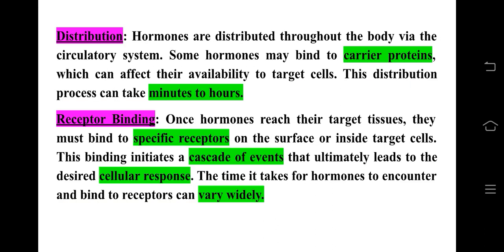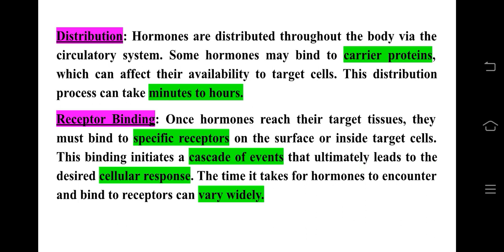And distribution. Hormones are distributed throughout the body via the circulatory system. Some hormones may bind to carrier proteins, which can affect their availability to target cells. This distribution process can take minutes to hours. From now on, we are going to note the amount of time it takes, just approximate values for these hormone latencies. So carrier proteins are there.